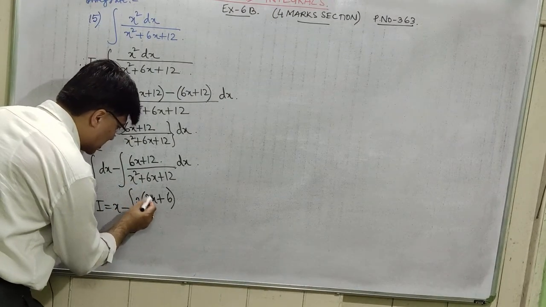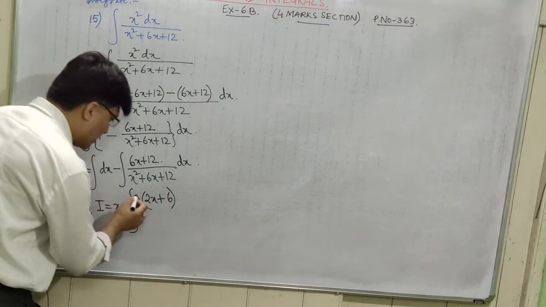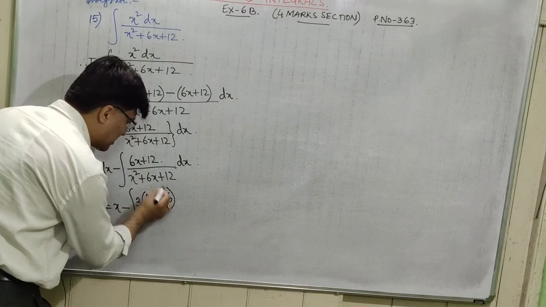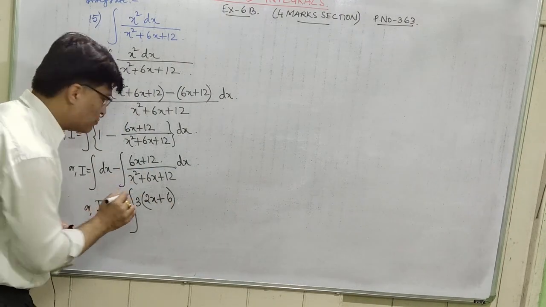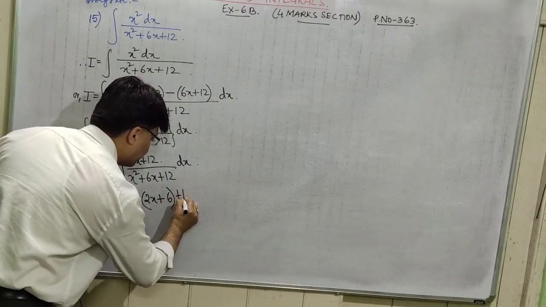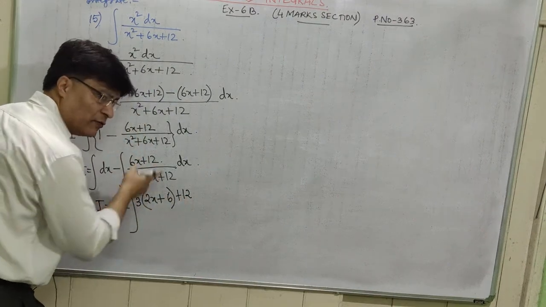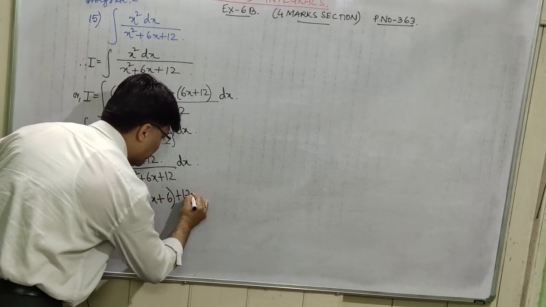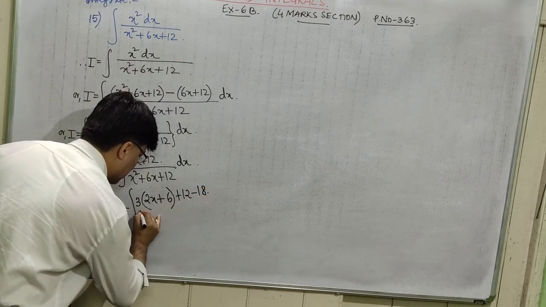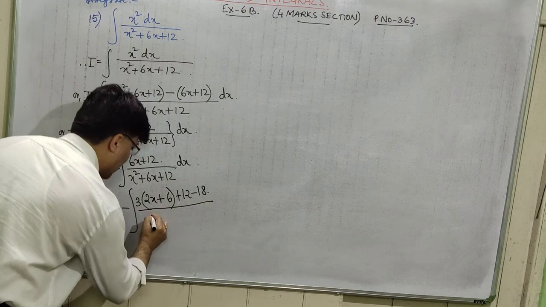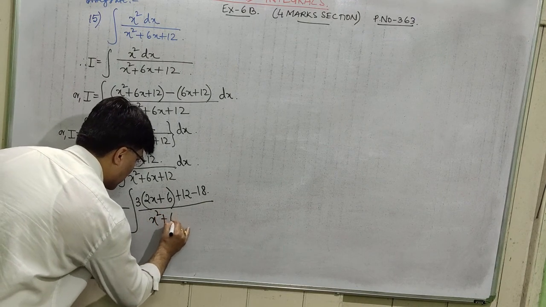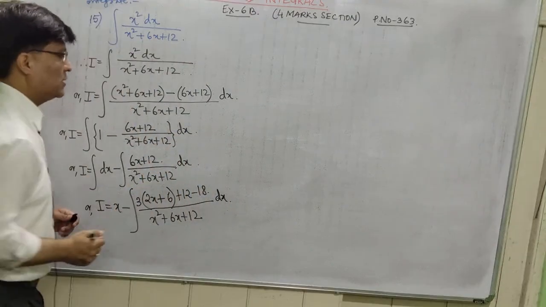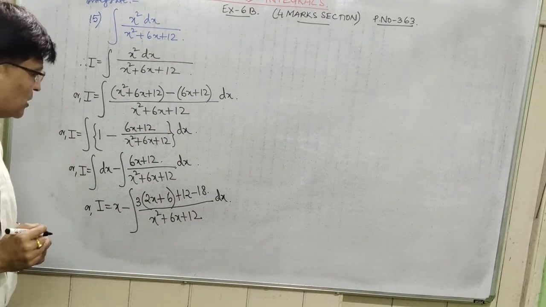So 3 twos are 6x, so we are getting 6x. But in this case, we have 3 sixes are 18. Is there 18? No, so you have to subtract it. First you write plus 12, then 3 sixes are 18, and 18 is not here, so you write minus 18. This whole is divided by x square plus 6x plus 12, then dx here. So I think you have understood it.